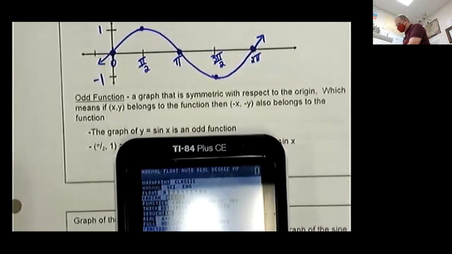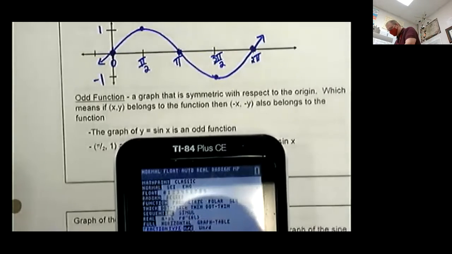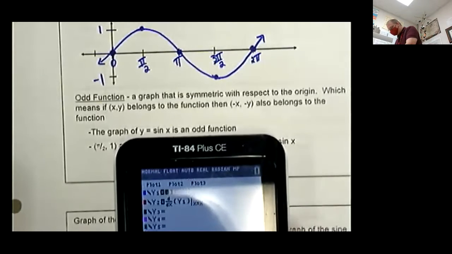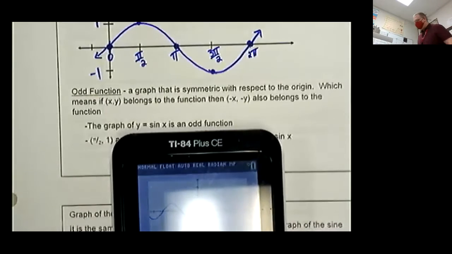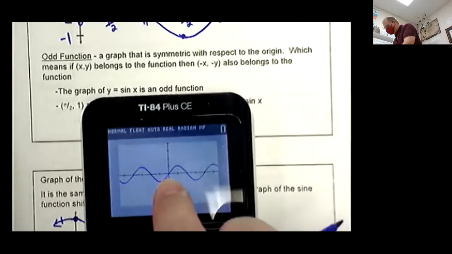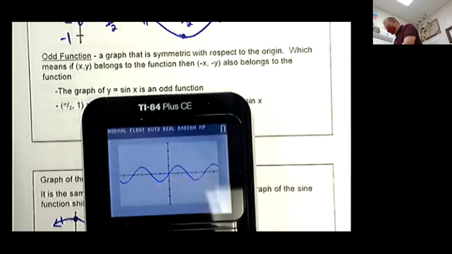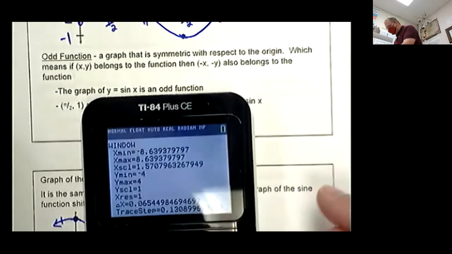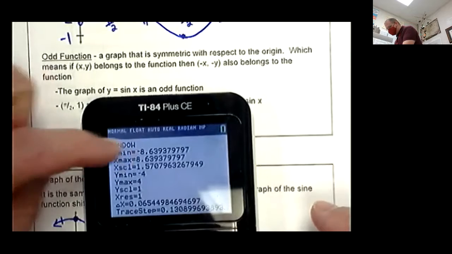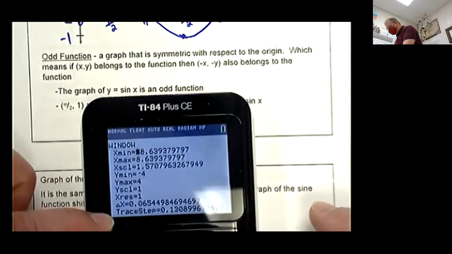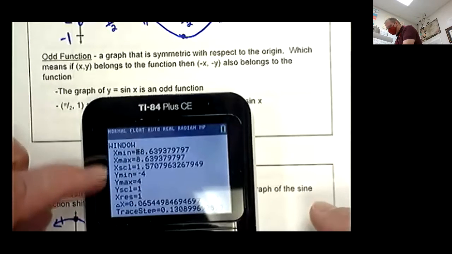And we're going to graph this in radians. So I want just y equals sine of x. And let's see what the graph looks like. Now I'm in radians. And so again, you can see here what's going on. There's a period from 0 to 2 pi. If we actually look at the window, it's graphing here from here to here. And we can change this if we need to.